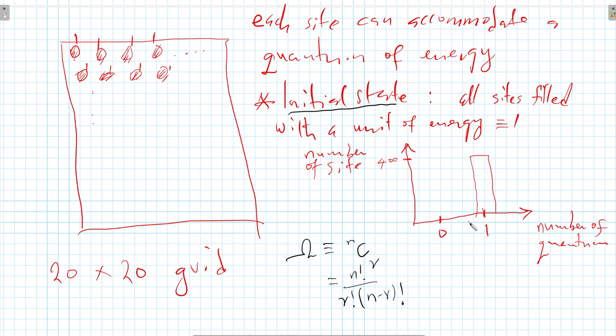The number of possible ways of having this initial state can be computed using the combinatorial nCr, and you can find that there is only one way of having all the sites filled with one unit of energy. So omega is going to be equal to 1 for the initial state.